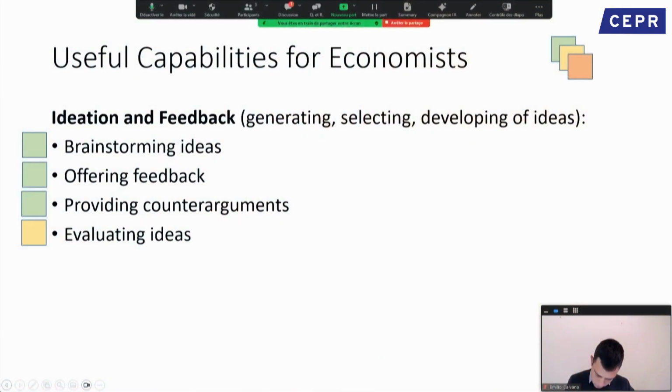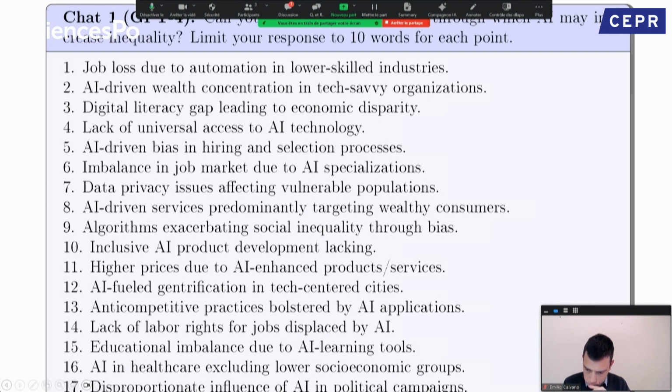How do I think about the process of ideation and feedback? I put that first because I believe that's one of these domains where these large language models really differ fundamentally from the previous generation of AI. And I've listed here 4 use cases. Let me just start with an example.